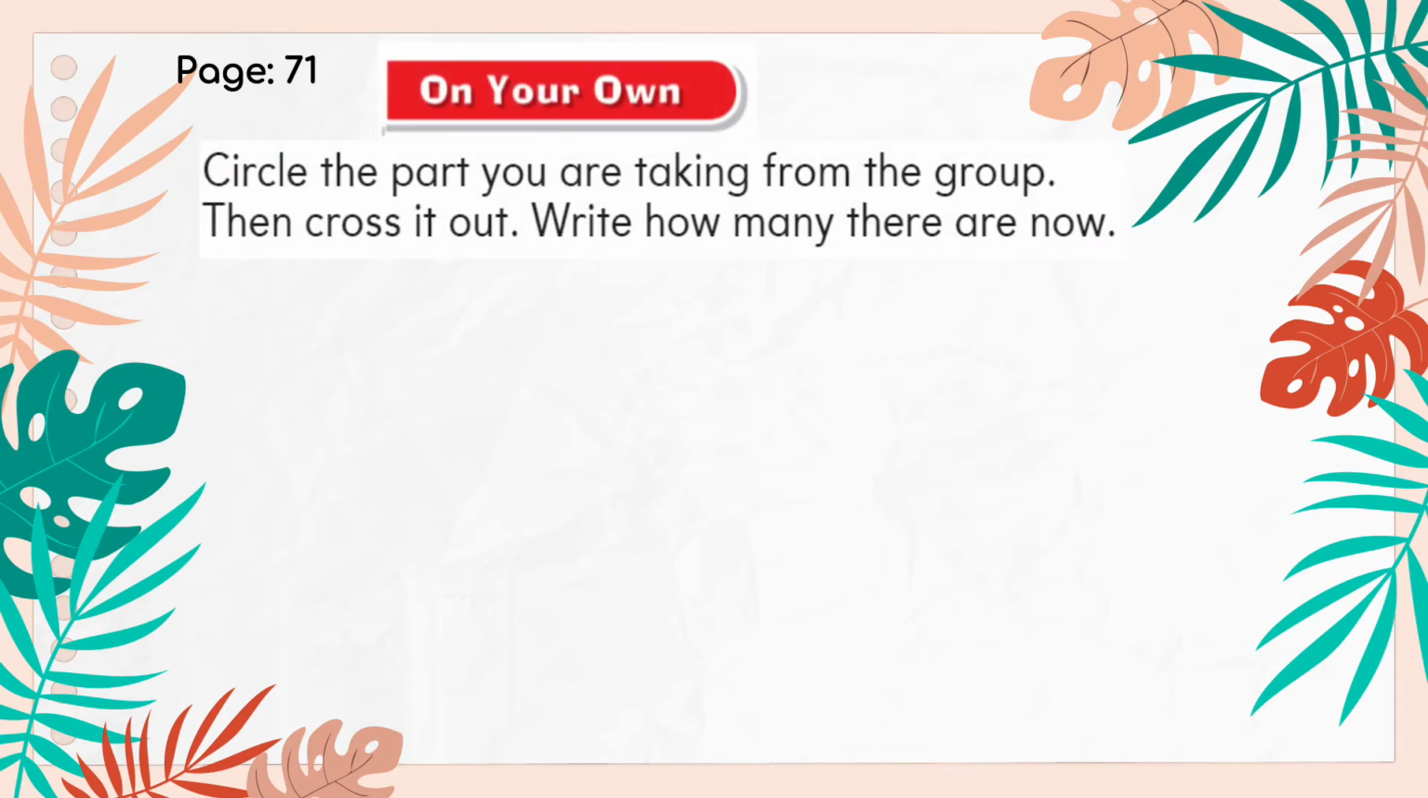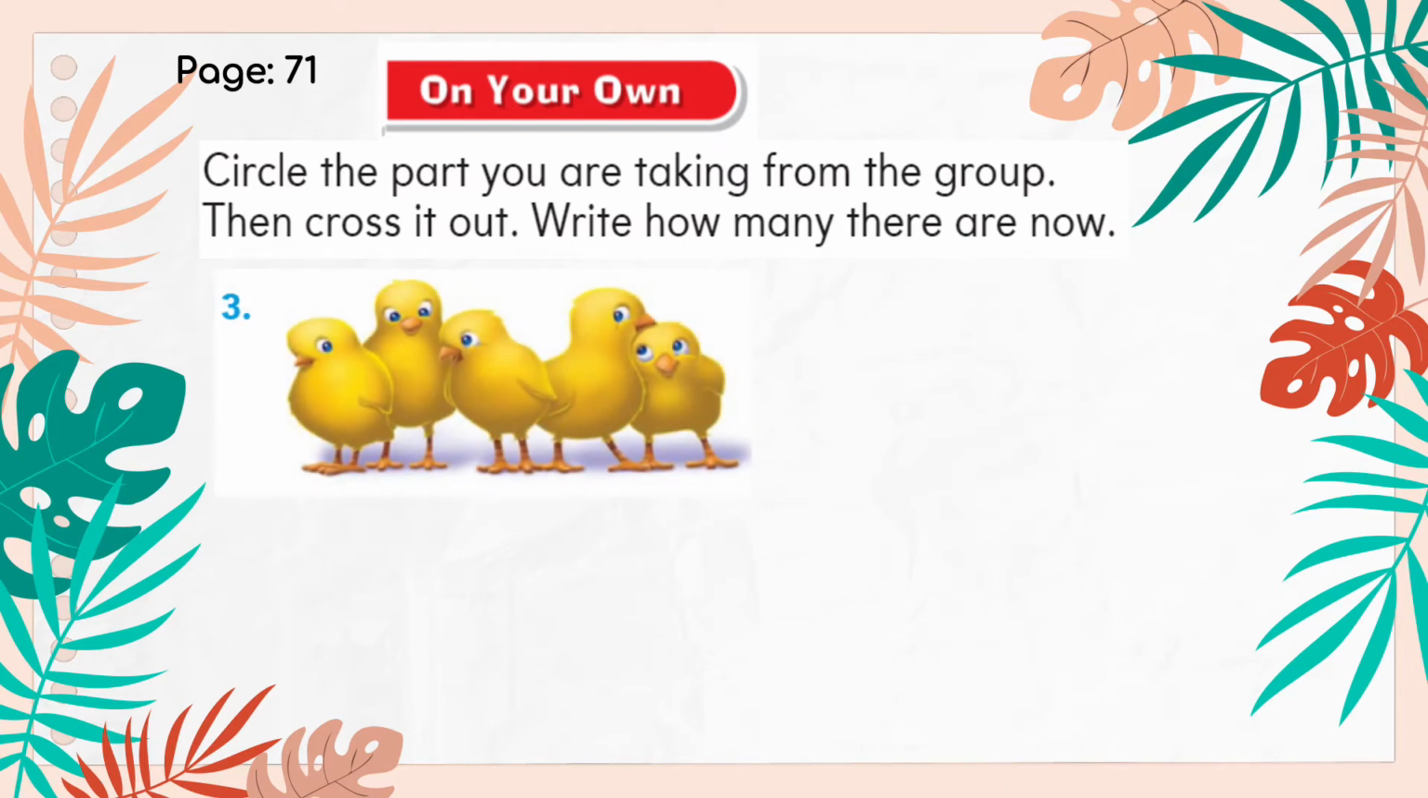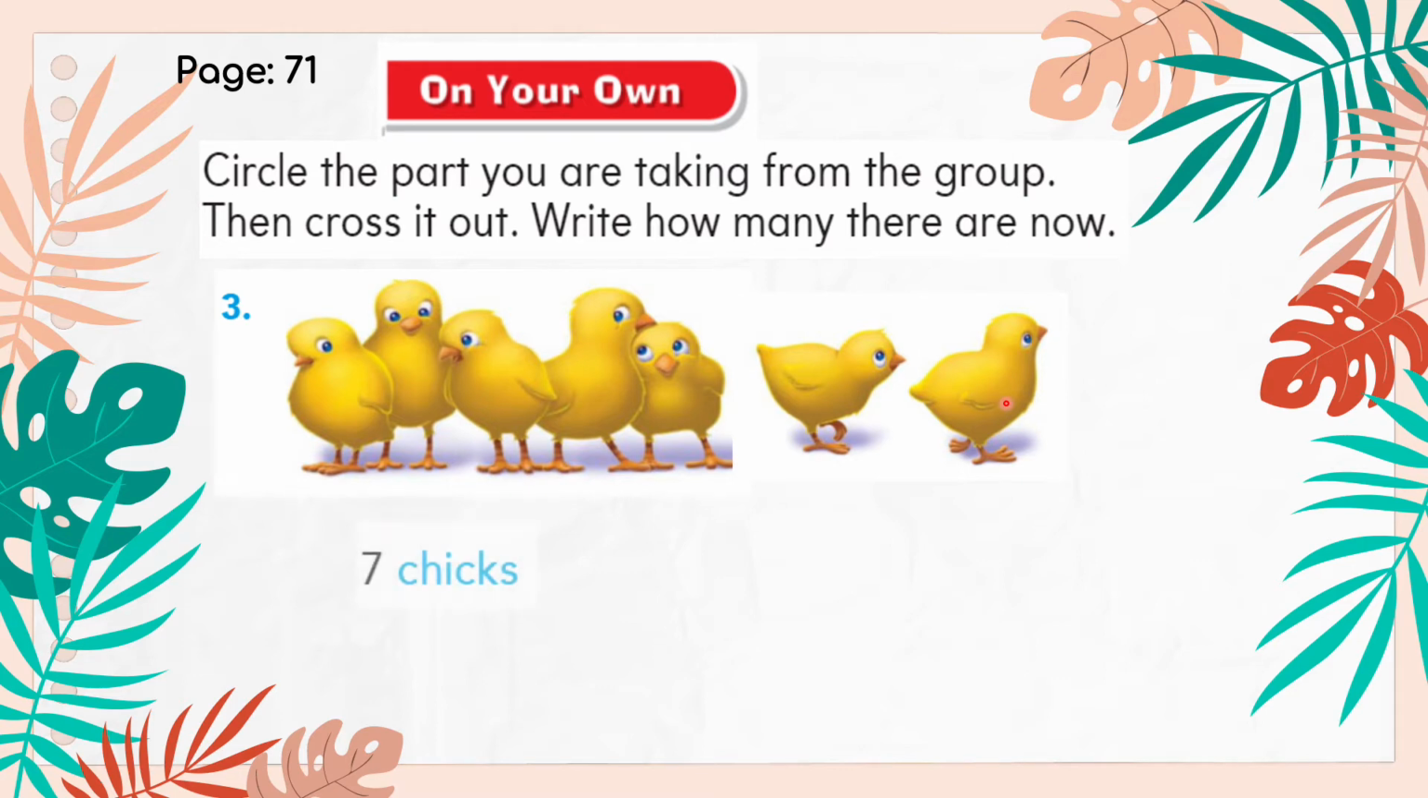Now on page 71, we are going to do some of the on your own questions. Circle the part you are taking from the group, then cross it out. Write how many there are now. So now we have chicks in question number 3. How many total number of chicks do we have here? Let's count together. 1, 2, 3, 4, 5, 6, 7. So we have 7 chicks.